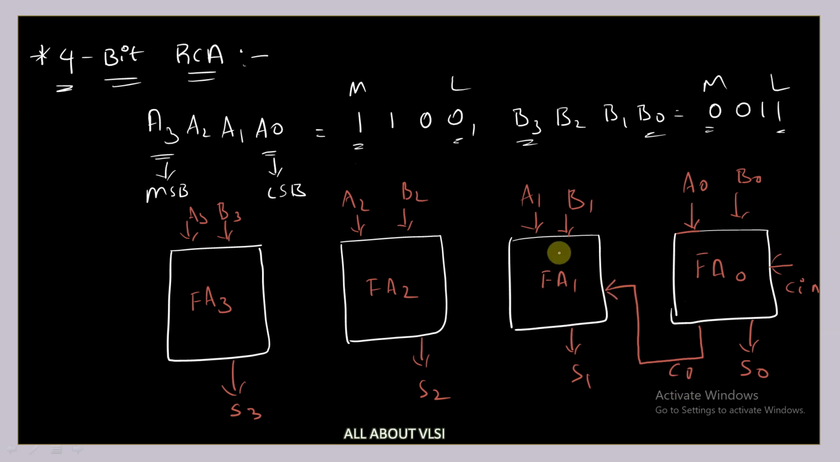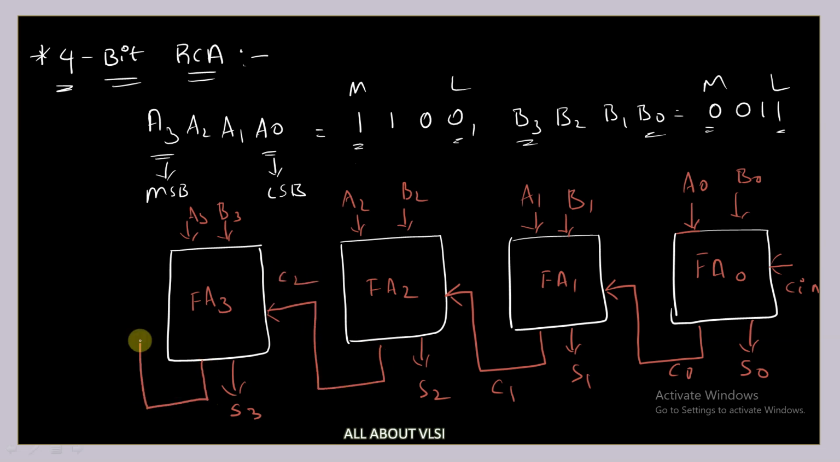Now the carry which I am getting from FA1, I am going to give to the next stage. Let's say this is C1. The carry which I am getting from FA2, I am going to give to FA3. This is C2, and this is my final carry, which is Cout. So this is how we are going to design our 4-bit ripple carry adder.